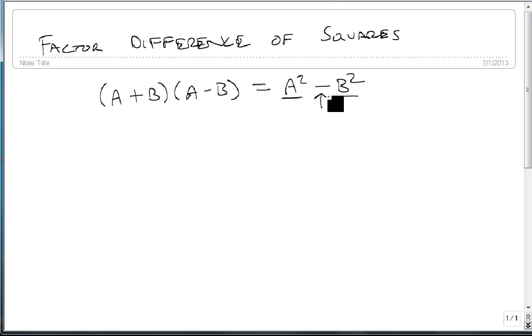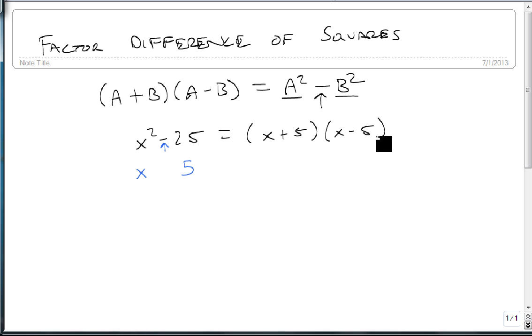So, for instance, suppose I start with x squared minus 25. Since x squared is the perfect square of x, and 25 is the perfect square of 5, and we have a minus between them, this factors as x plus 5, x minus 5. Now keep in mind, if I reversed the order, because I wanted to write the minus first, this works or this works. Only pick one of them, but you can put the plus first or the minus first. It's up to you. I personally prefer to put the plus first.